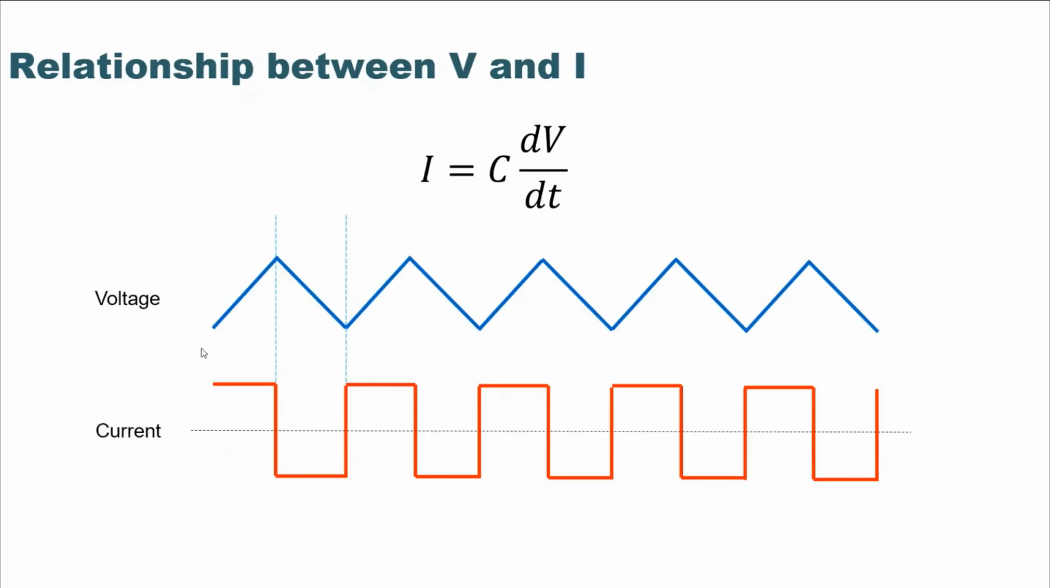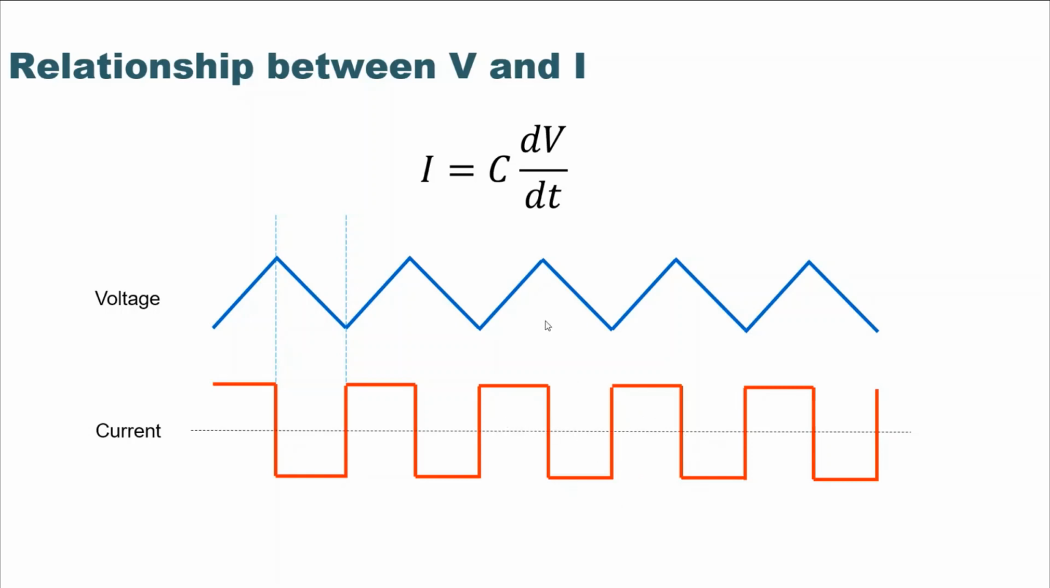One good example here is this triangle wave. This signal has two types of slope, increasing slope and decreasing slope. If we apply this voltage signal across our capacitor, because of this voltage-current relationship, when the voltage is increasing, the current will be positive. When it's decreasing, the current will be negative. As a result, our current will become a square wave, looking like this.